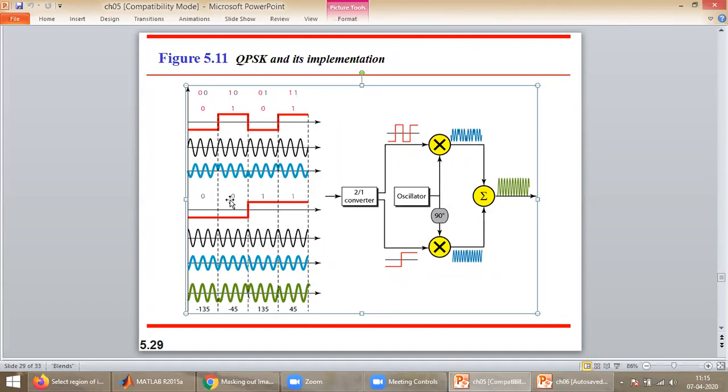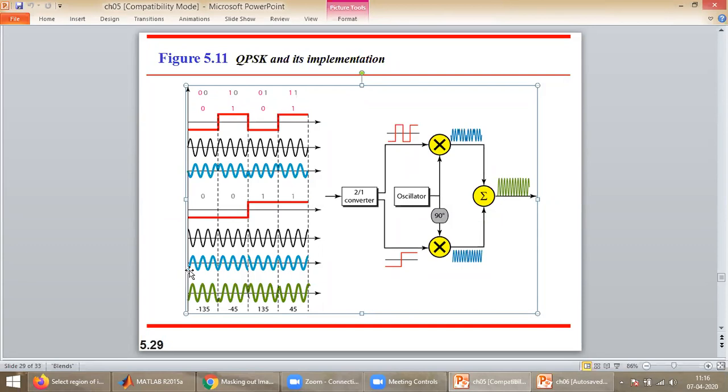So totally we are using what? 4 phases. One is 0, another one is 180, one more is 90, and another one is 270. We are using 4 phase values to represent digital data. Therefore it is called quadrature phase shift keying. We are shifting the phase values based on the digital data.